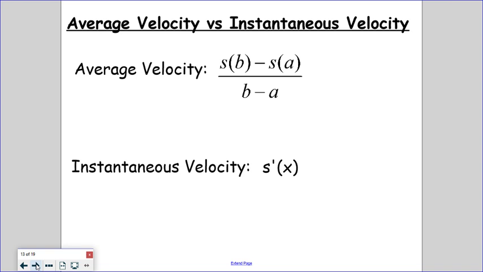Down here it says instantaneous velocity, and I'm going to go ahead and put instantaneous in parentheses. It does not have to have the word instantaneous. If it asks us for our velocity, it's implying instantaneous velocity. Okay, and that is just your derivative of the position function at that time.